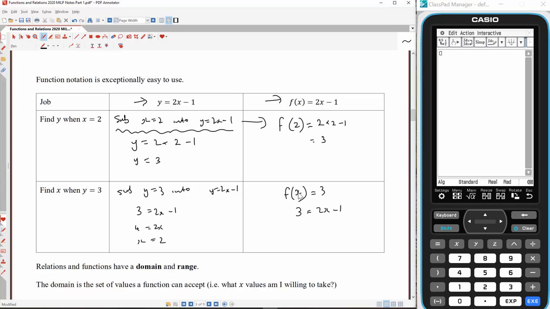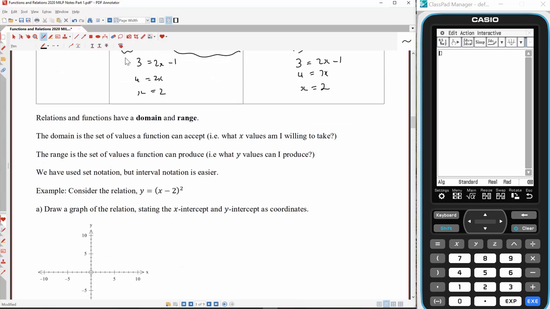So all I'm doing is replacing f of x with the number 3, right? And then solving 4 equals 2x, x equals 2. Right, so exactly the same number of lines here, but we don't have to worry about explaining what I'm substituting into what.